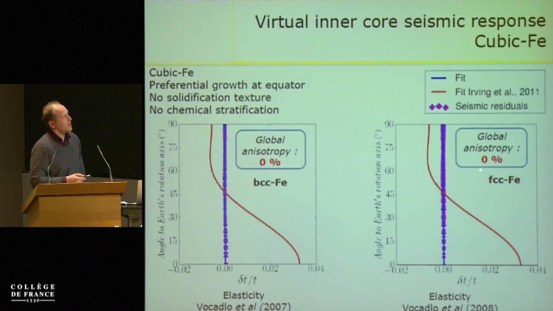If you say that iron is FCC, it's the same. With those elastic constants, you deform iron in this flow model, try to propagate seismic rays, and this is the residuals that you get. This is the measurement in the actual inner core, and it doesn't work. You don't get anisotropy at all.